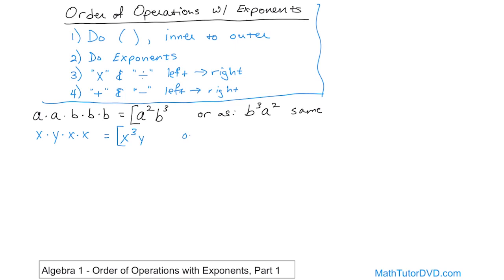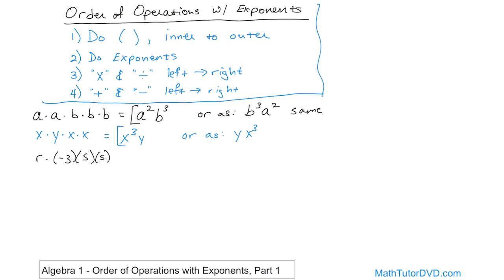Now, I could also write this as y times x cubed. I could do that if I wanted to. In fact, let me make that a little bit clearer. I could write that as y times x cubed. That'd be fine. Just flipping it around doesn't make any difference, but typically you would just write it like this, no problem.